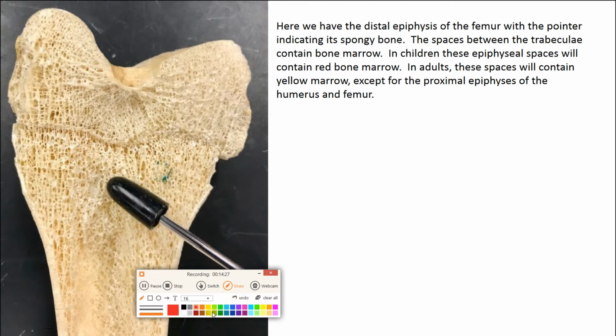Bear with me. So when you are an adult, okay? There you are. When you are an adult, you are going to have red bone marrow in the places that I am drawing red.